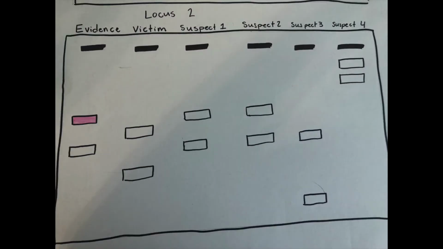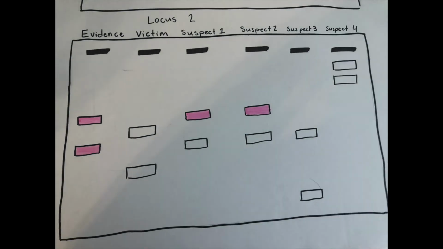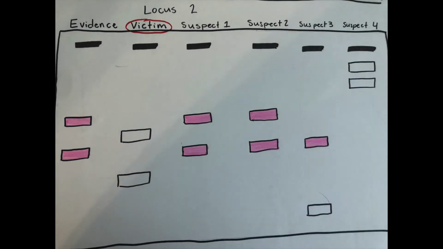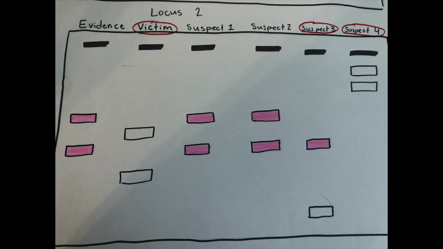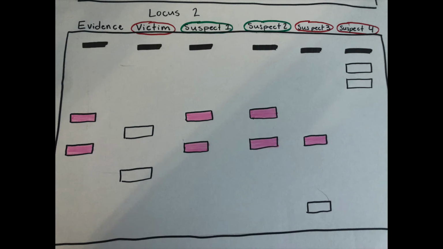Now let's move on to locus 2. The first allele matches suspect 1 and 2. The second allele also matches suspect 1 and 2, but also suspect 3. This rules you out, the victim, as you shared no alleles with locus 2, and suspect 4 as they showed no alleles with locus 2, but also rules out suspect 3 because they only shared one allele with locus 2. Suspects 1 and 2 both matched both alleles for locus 2.